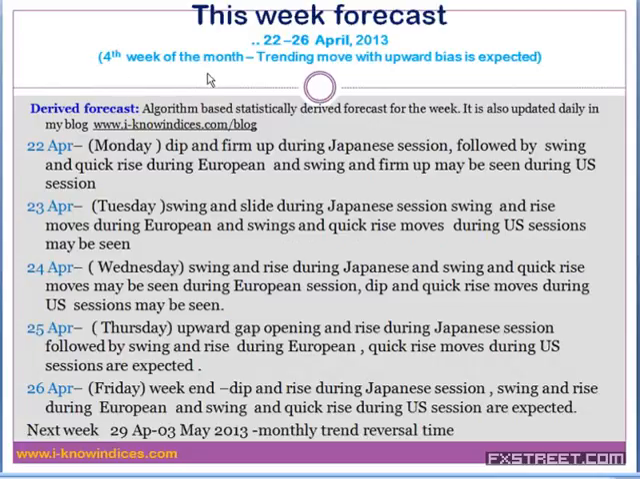So this is the fourth week of the month. In the first and the last week of the month you will come across the trend reversal move, but in between the month you will come across the trending move, and this time the trending move will be with the upward bias. You might come across some volatility in the market, but ultimately the players are expected to take up all the currency pairs to the upside, especially the majors.